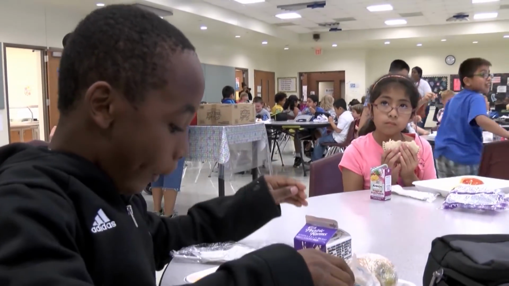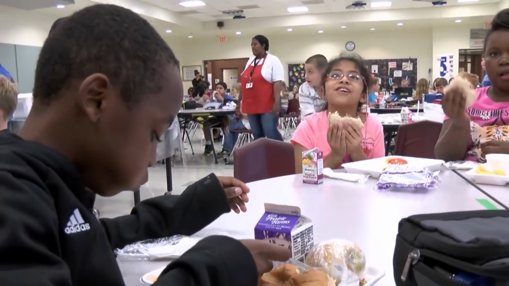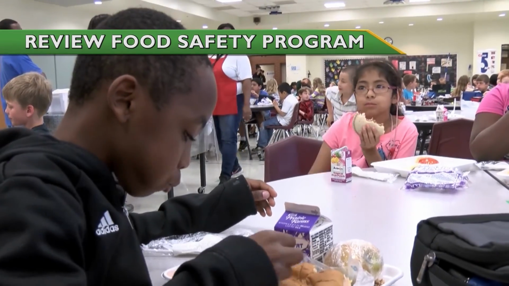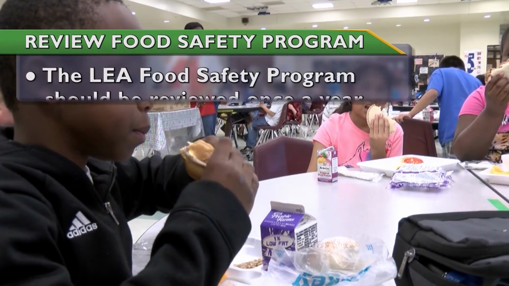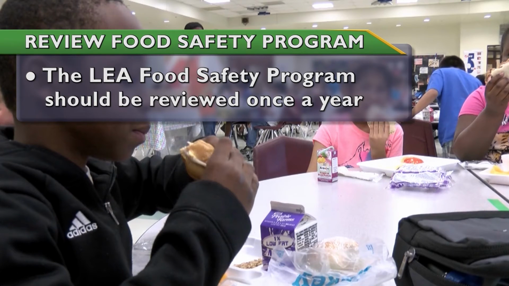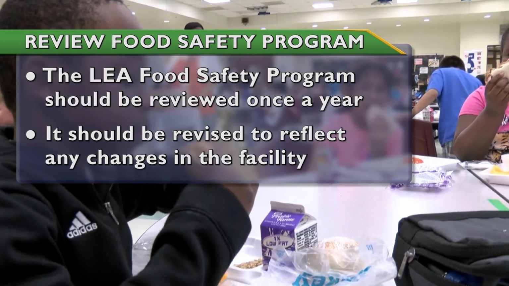Step 7. Review and revise your overall food safety program periodically. To ensure the LEA overall food safety program is operating properly, it should be reviewed at least once a year, or as often as is deemed necessary. It should be revised to reflect any changes in your facility. These may include new equipment, new menu items, reports of illness or comments on health inspections, or other factors that indicate how well your food safety program is working.